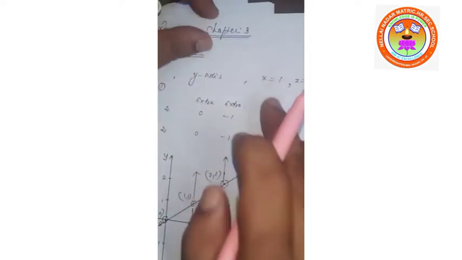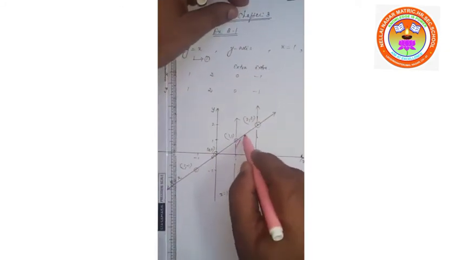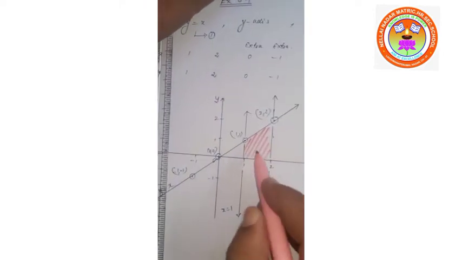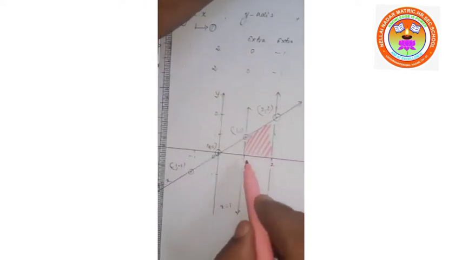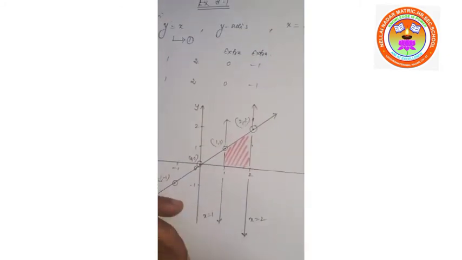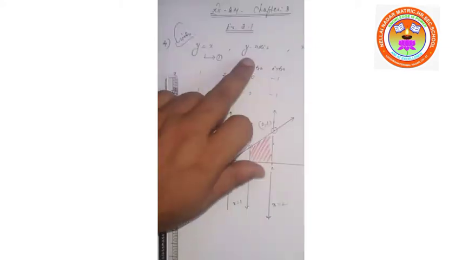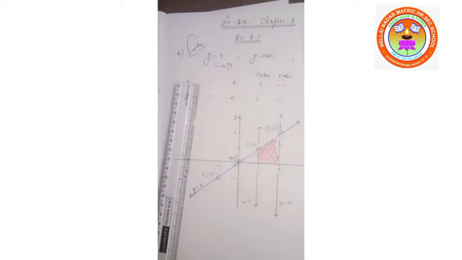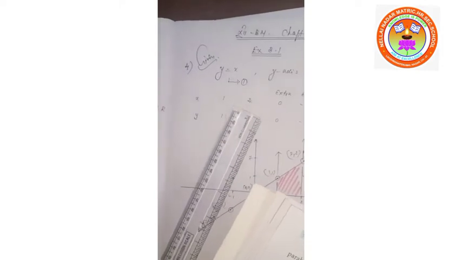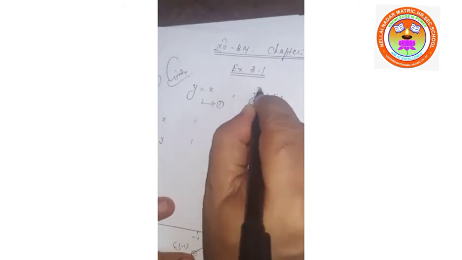Here we can shade. One side x equals 1, one side x equals 2, and one side the given line y equals x. Sorry, you are given the x-axis. By mistake I have written y-axis. I change it to x-axis. This is not the y-axis, it is the x-axis.